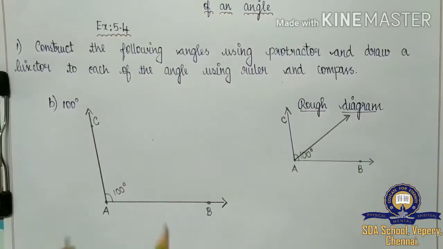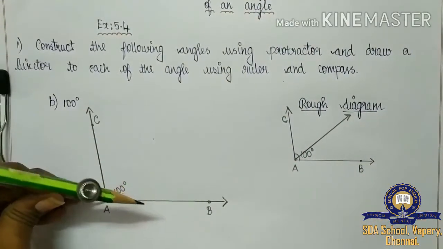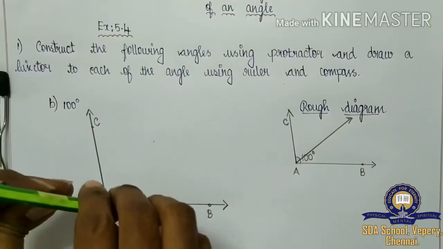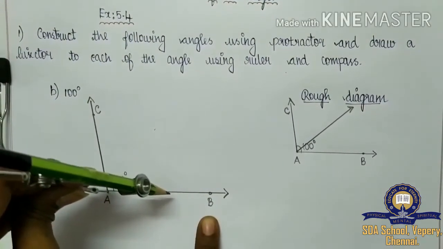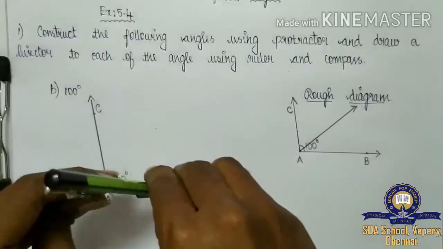Take compass with A as center and the radius is more than half of the length of AB, right? Now draw an arc.